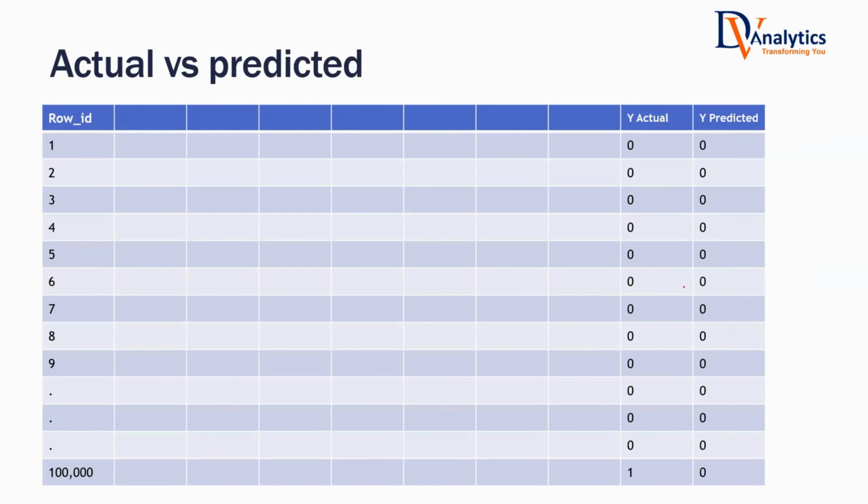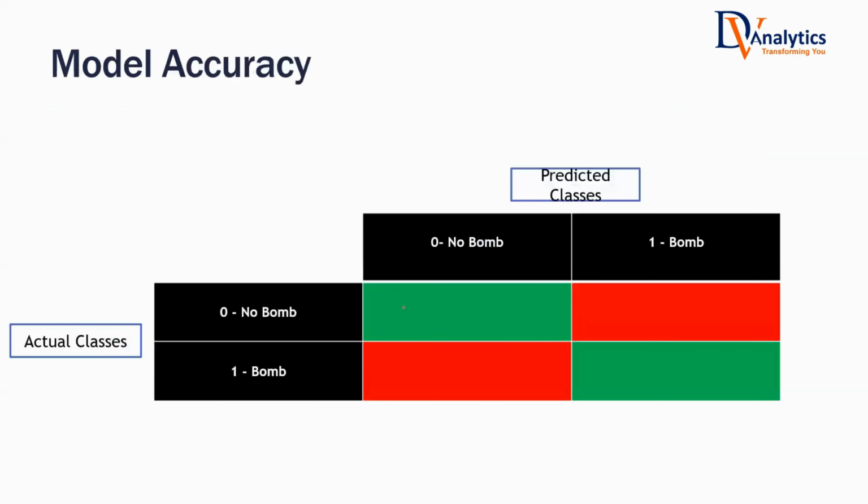Shall we create the confusion matrix now? Y predicted, Y actual. Are you absolutely clear on this, everybody? Y actual values, there is only one bomb. Y predictions, all are zeros. Shall we create the confusion matrix for this? You have 0. These are the Y actual values. You have 1.